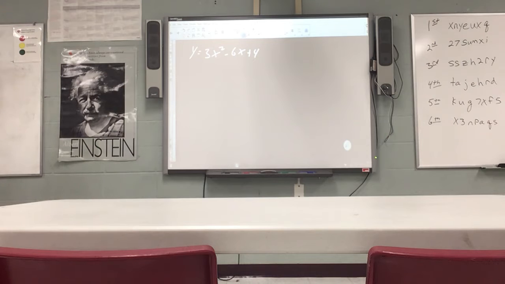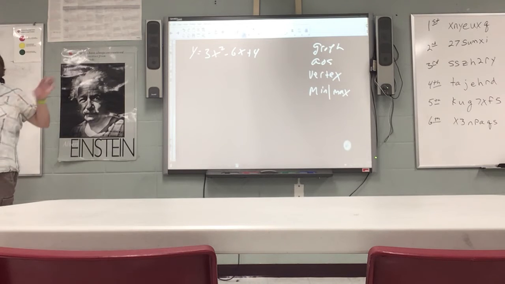All right, so I'll make a little list over here. We're gonna graph this. We're gonna label the axis of symmetry. We're gonna label the vertex. We're gonna tell if it's a min or a max, and what is the min or the max. So we're gonna do everything that we've learned with this here graph.